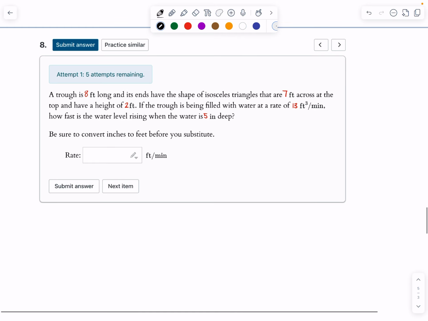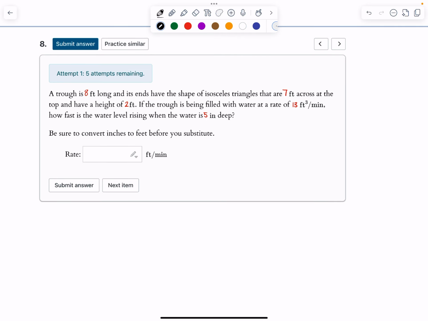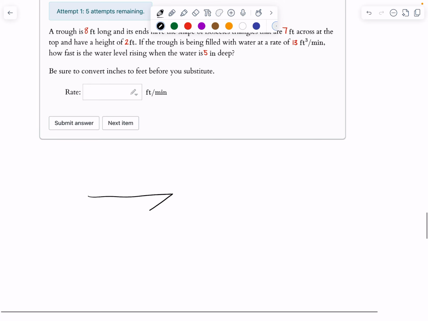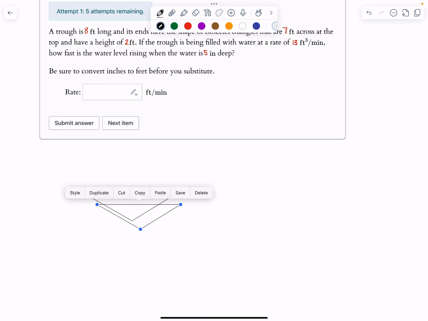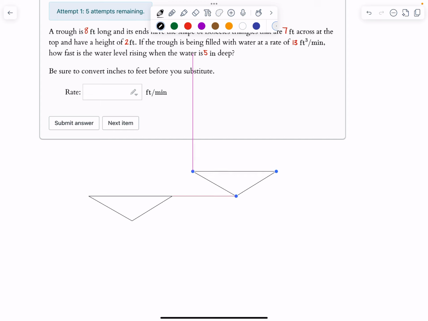Next one, I changed this one around a bit. We have a trough, which is 8 feet long, and its ends are isosceles triangles that are 7 feet across at the top and have a height of 2 feet. Let me see if I can draw this. That doesn't look good. I feel like the triangle is the most important piece. There we go. That's a pretty nice triangle. Let's duplicate this and stick it up here somewhere.